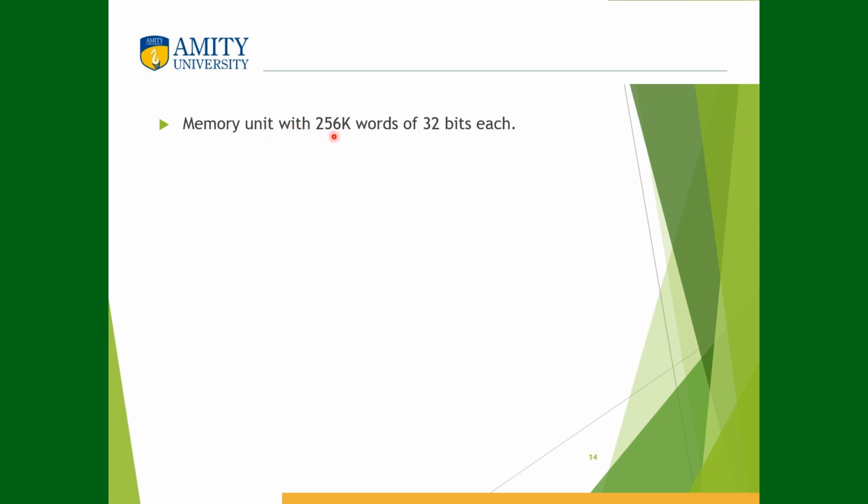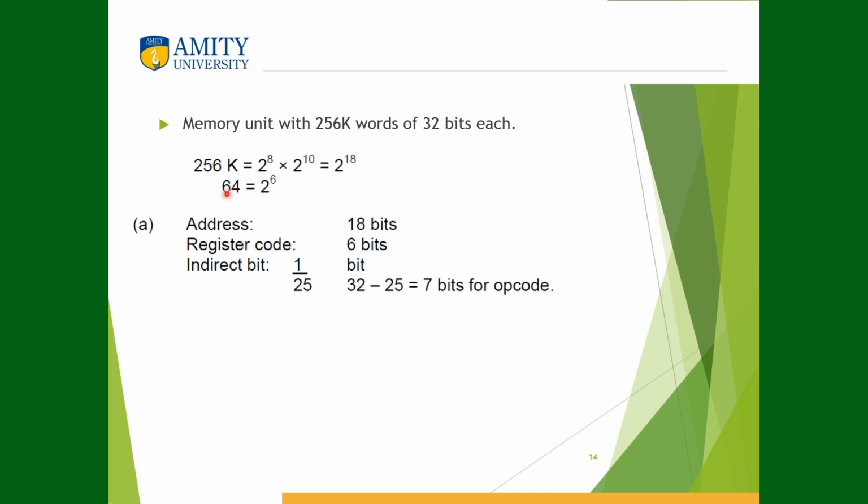Since the memory unit has 256k words of 32 bits each, we can say that 256k, where k is 1024, can be split into powers of 2, where 2 power 8 stands for 256 and 2 power 10 stands for 1024, hence the summation 2 power 18. We can also say that since there are 64 registers, the control will be 2 power 6, which gives us 64. Thus the address is of 18 bits, which we find from the number of words. Again, the address is 18 bits.